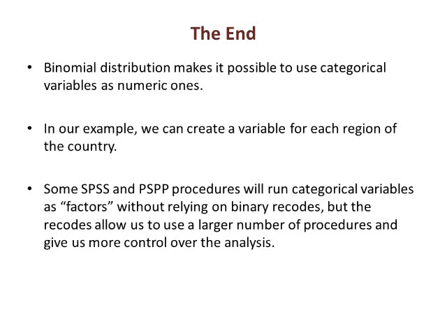In our example, we can create a variable for each region of the country. We saw this process was done with the category south. We would have to do this process 3 more times to have the entire set of categories in a dummy format. The result then gives us 4 new variables: northeast, midwest, south, and west. The process is a cumbersome one. Sometimes we do not need it. Some SPSS and PSPP procedures will run categorical variables as factors without relying on binary recodes. But the recodes allow us to use a larger number of procedures and give us more control over the analysis.